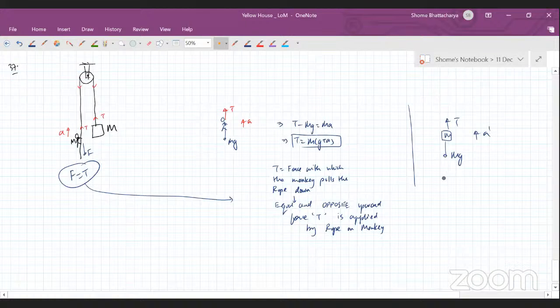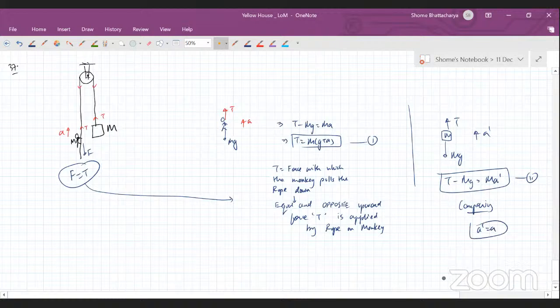If its acceleration is a prime, T minus mg is equal to ma prime. Now you compare this equation with the first equation. Comparing the two, you can see that because the masses of the block and the monkey are the same, a prime is equal to a. So whatever upward acceleration the monkey is having, the block will have the same amount of acceleration upwards.